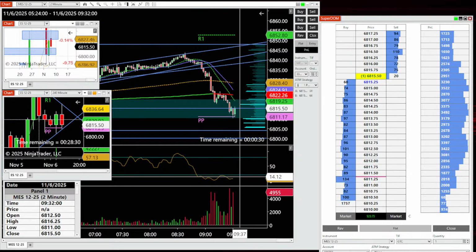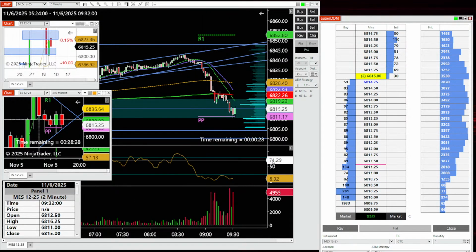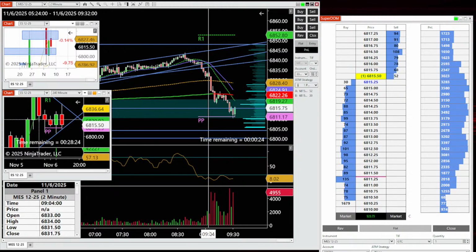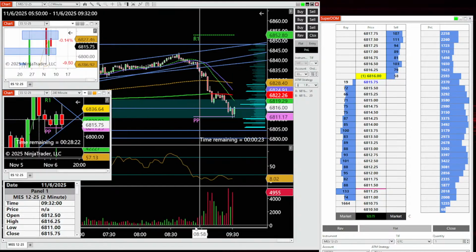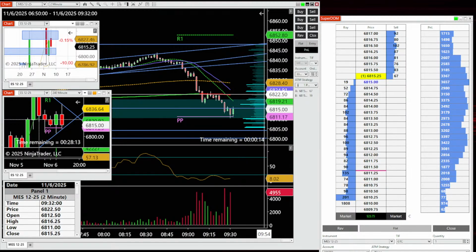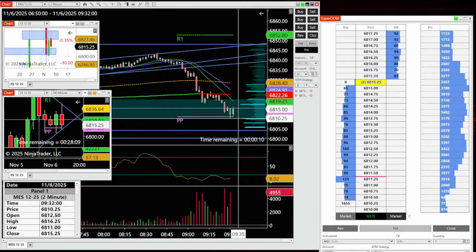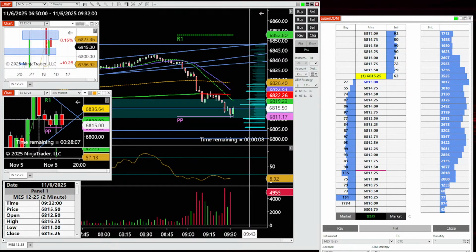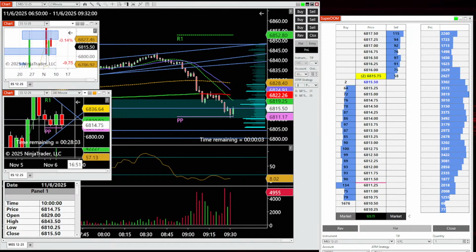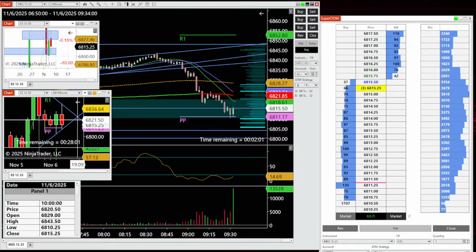We're down, we could break out on the stochastics and come back up. And 22 is VWAP, so one of the options is getting back up to this line.